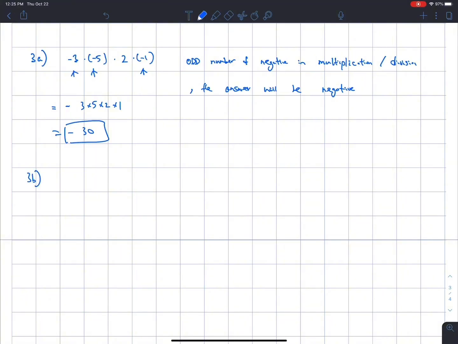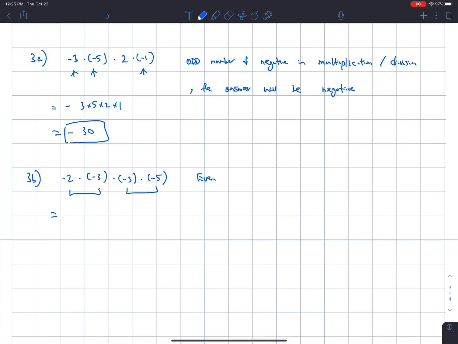3b, negative 2 times negative 3 times negative 3 times negative 5. So this time we have an even amount of negatives. So each pair of negatives will just become positive.